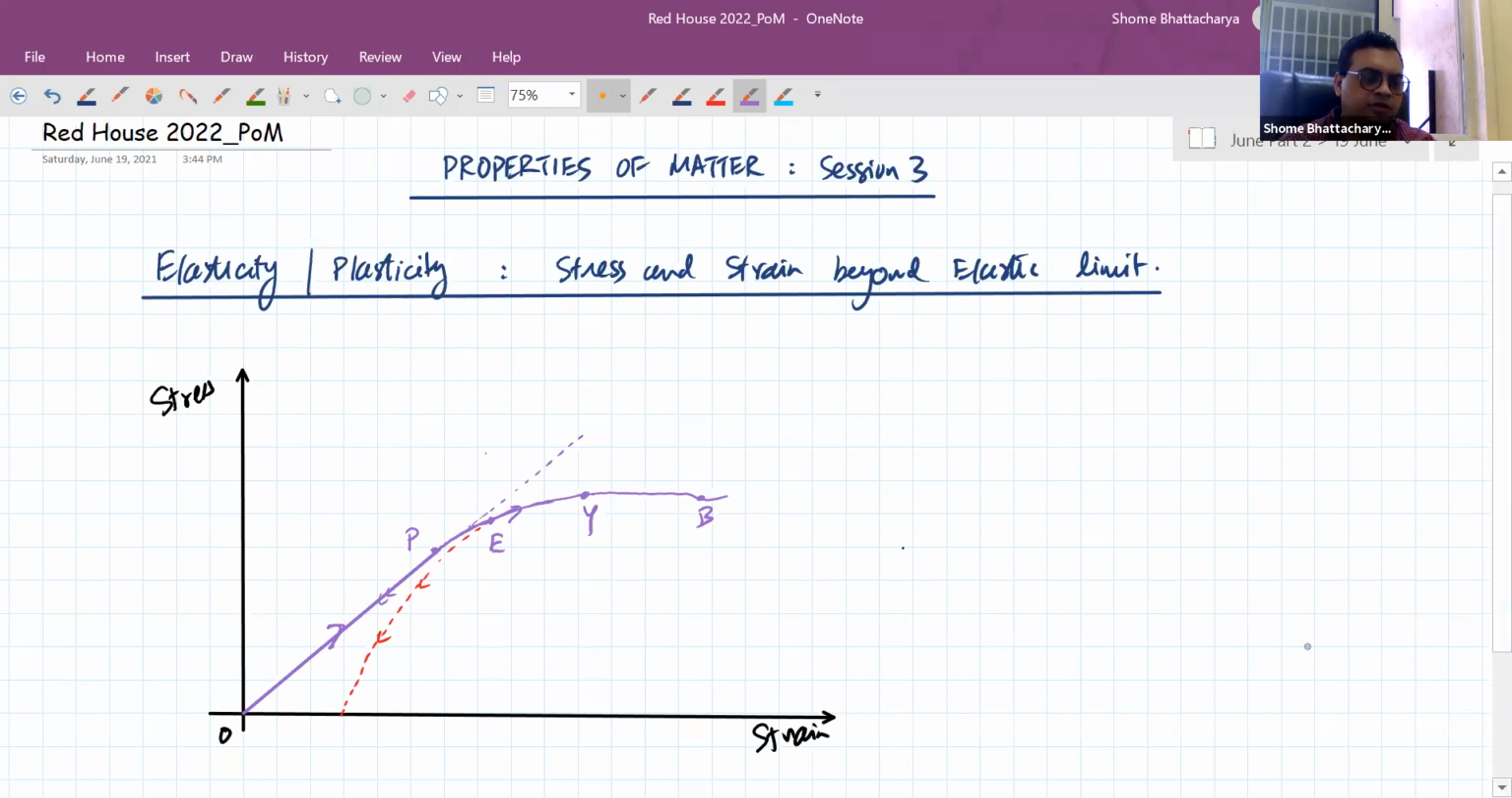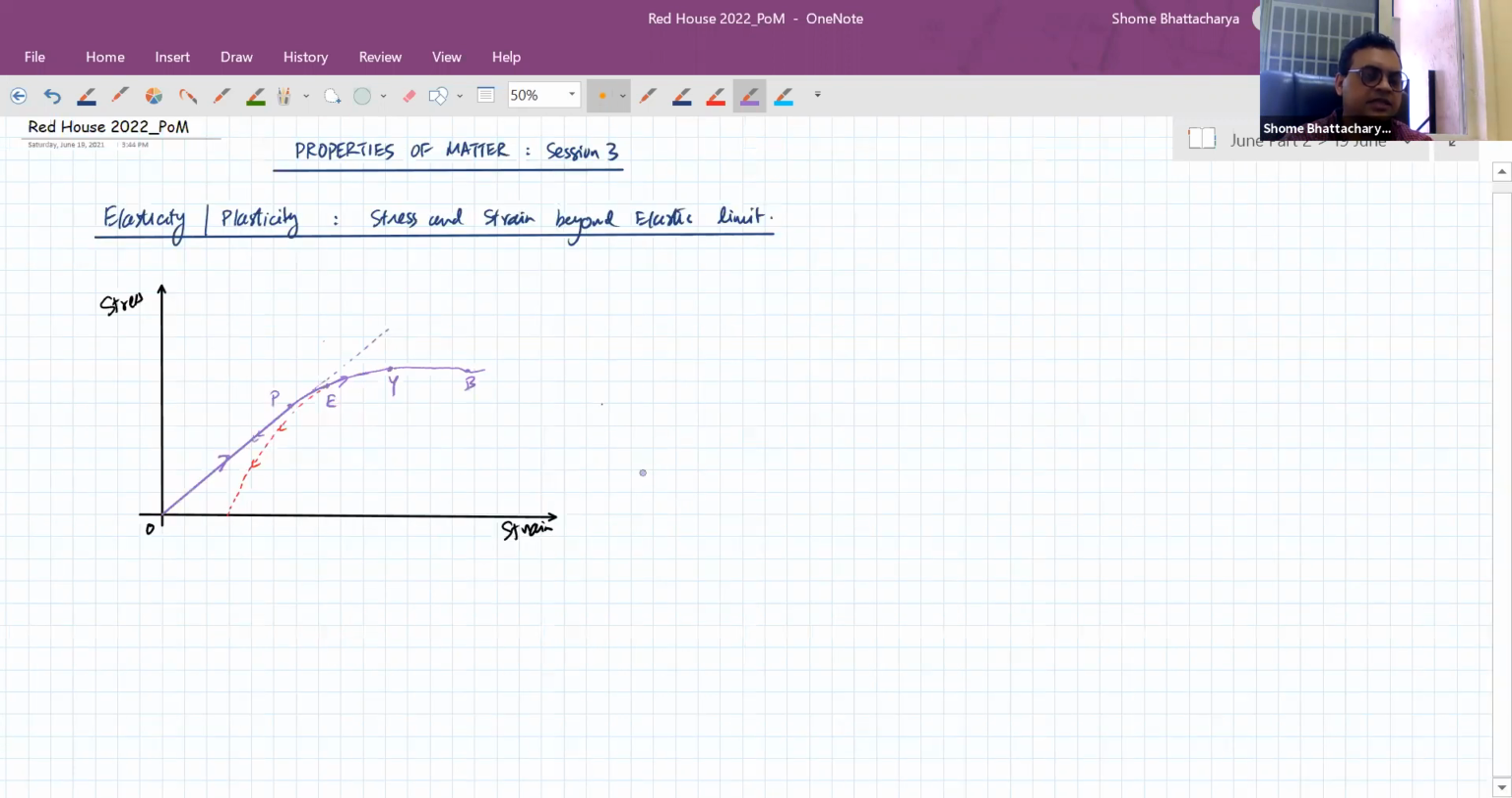So this could be longitudinal stress and strain, this could be shearing, this could be volumetric, whichever be the case. But typically any stress analysis or any experimental data based on stress analysis will give this kind of a graphical analysis. Okay, so I'll just explain the various points on the graph. Just make a note of the graph first.